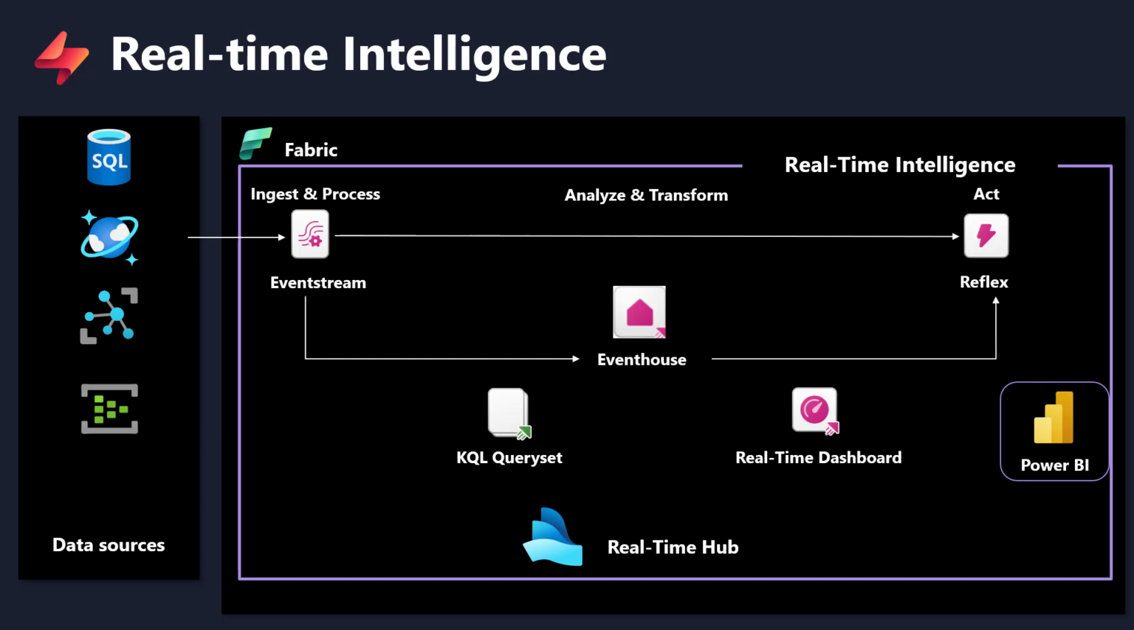This is a high-level overview of the real-time intelligence workflow in Microsoft Fabric. Starting from the left-hand side, we have different data sources. From there, establishing the event stream, we can ingest and process the data coming from these data sources, analyze and transform on the fly, and depending on if you want to act immediately, we can use the reflex item, or we can store the data in the event house. From there, data can be either queried using KQL query set or visualized, again, either using real-time dashboards or Microsoft Power BI.